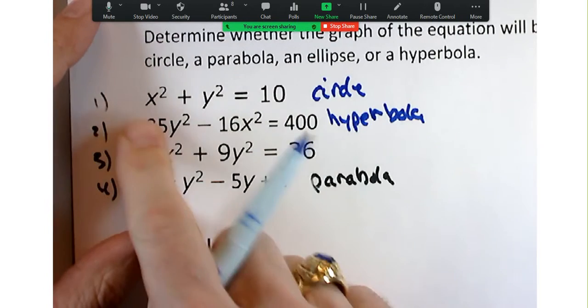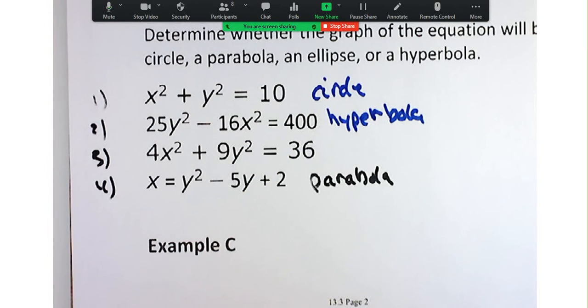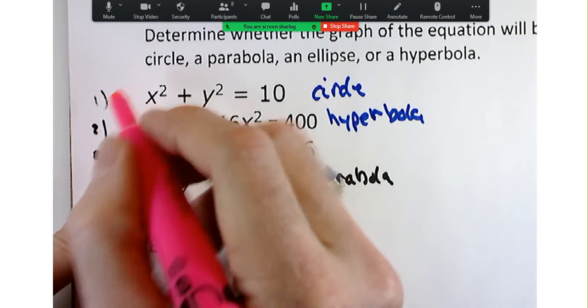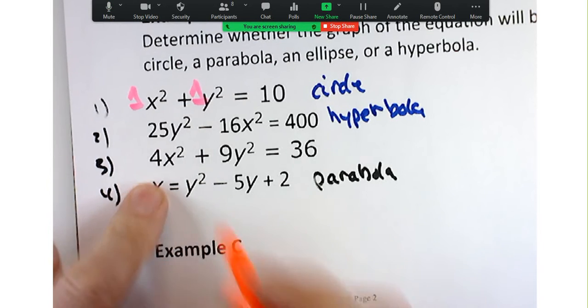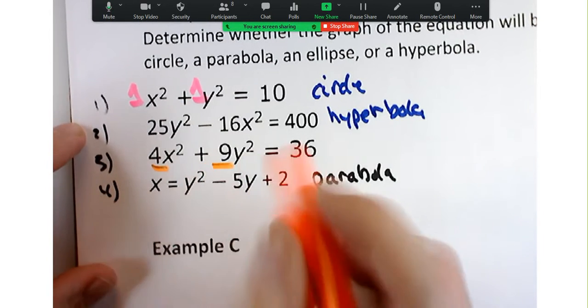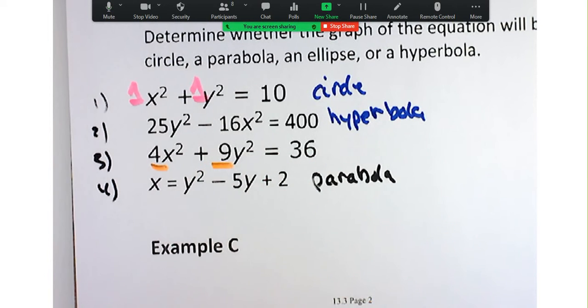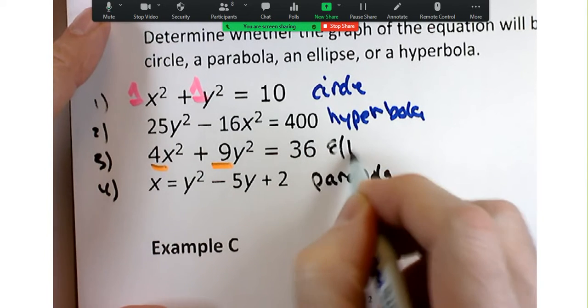That's because the coefficients here are both 1. It's not really written, but it's understood that they're both 1. And the last one, you've got two coefficients. Yeah, they're both positive, but they're different. So that would have to be an ellipse.